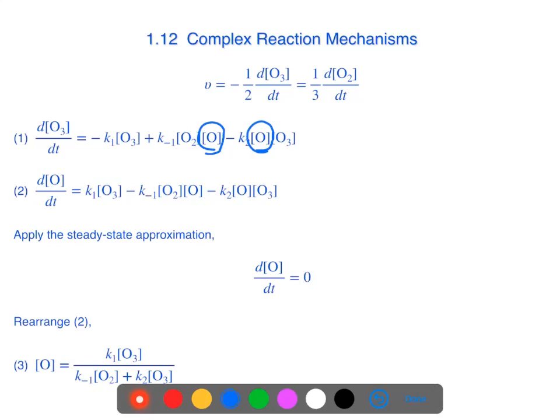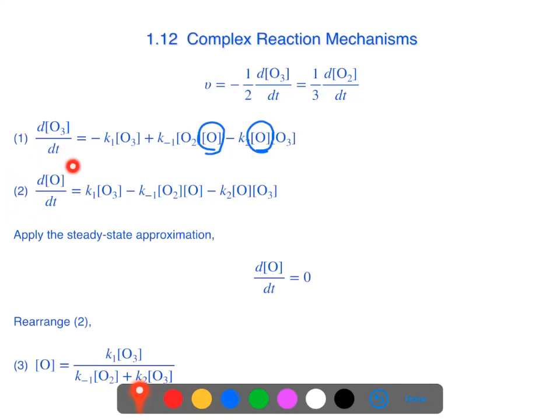Now again, we look at this particular expression and we see that we have a reaction intermediate. We have atomic oxygen, which is not found in the overall reaction. We have that in this expression. So we need to solve for that particular concentration, and this is where the steady state approximation comes in quite handy. So we have equation 2.